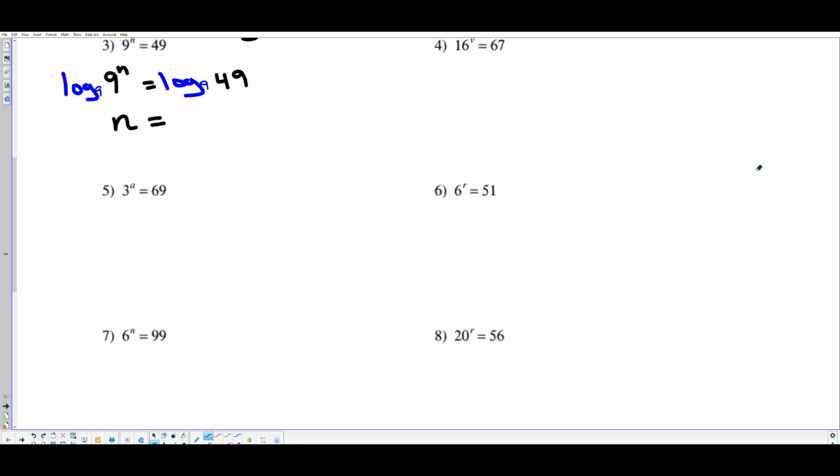I don't have that in my calculator, so we're going to use the change of base, which is log 49 over log 9. And what is that going to equate to? Well, let's figure it out. Log 49 divided by log 9 comes out to be 1.7712.